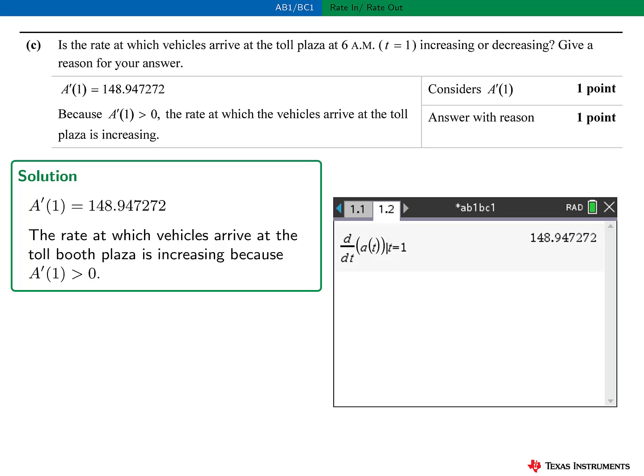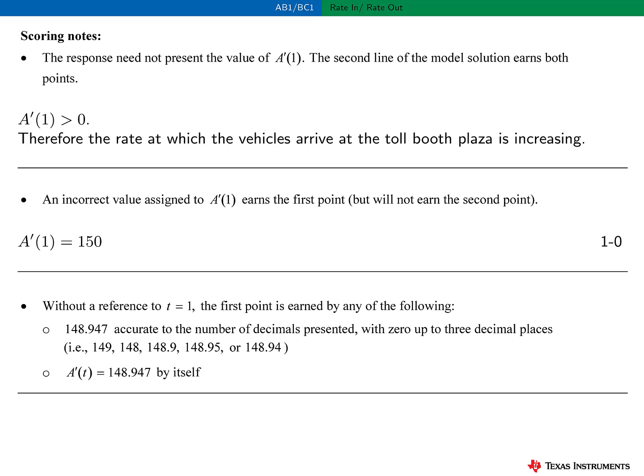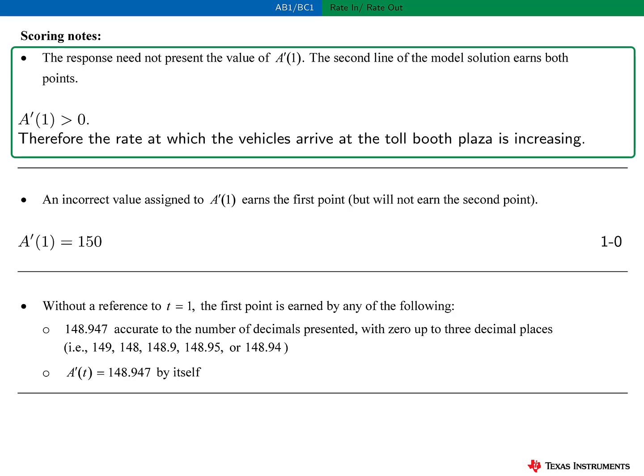Therefore, the rate at which vehicles arrive at the toll booth plaza is increasing. Here is the technology part of this problem, finding the value of A prime of 1. Here are the scoring notes associated with Part C. Again, the response does not need to present the value of A prime of 1. Here is a succinct, sufficient response that earns both points. A prime of 1 is greater than 0, so the rate at which the vehicles arrive is increasing.